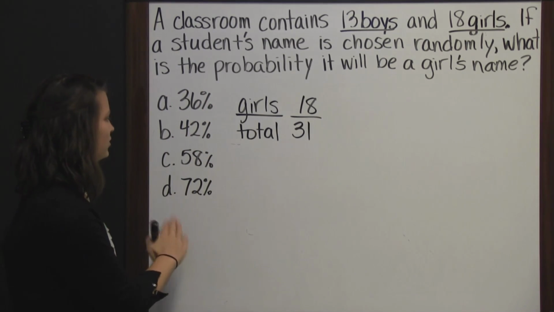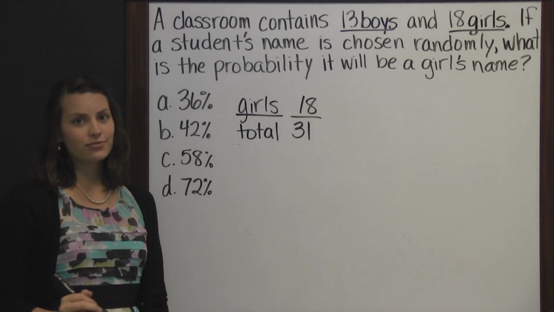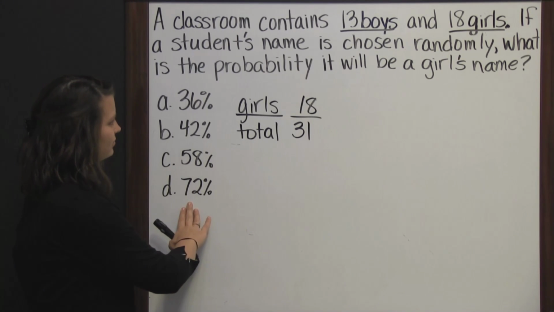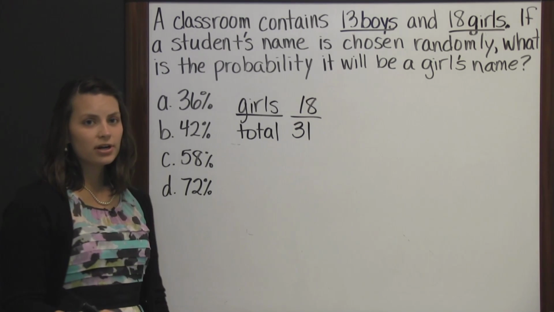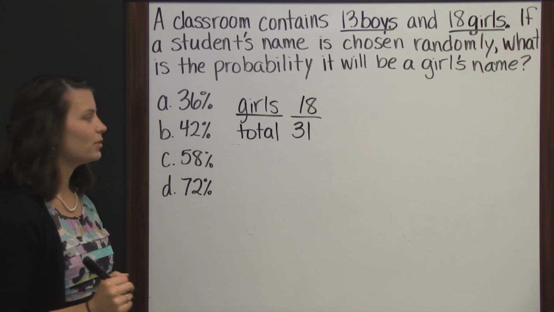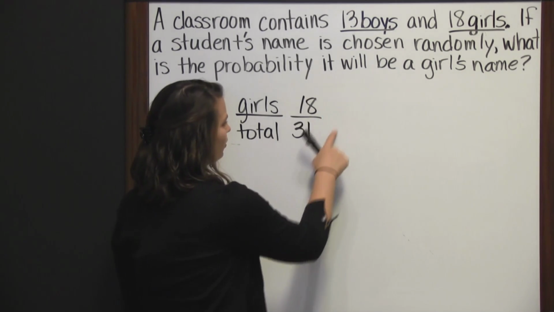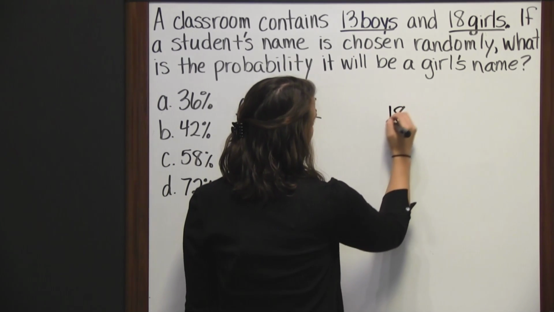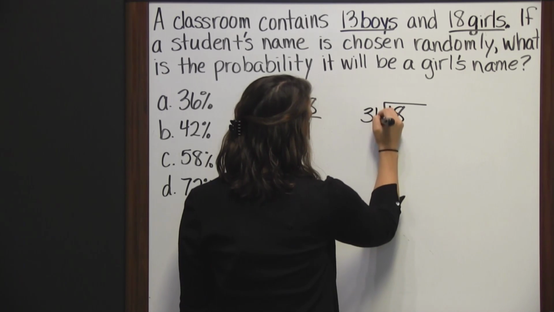If we look at our answers though, our answers are not in fraction form. Our answers are all in percentage. So we need to convert our fraction into a decimal and then into a percent. So to convert our fraction into a decimal, we just divide. 18 divided by 31.